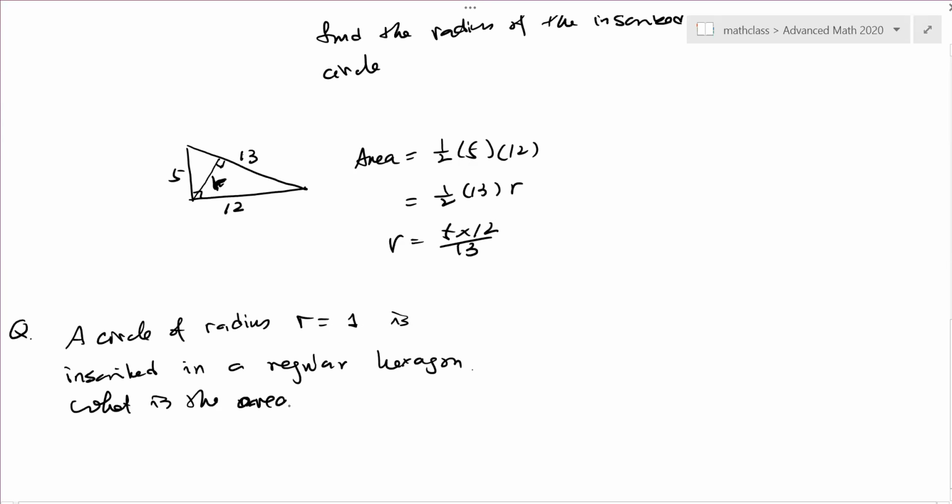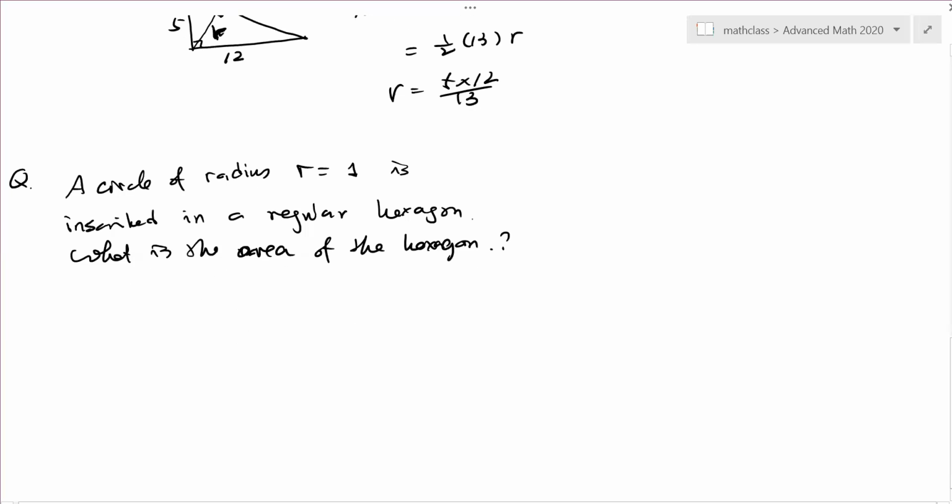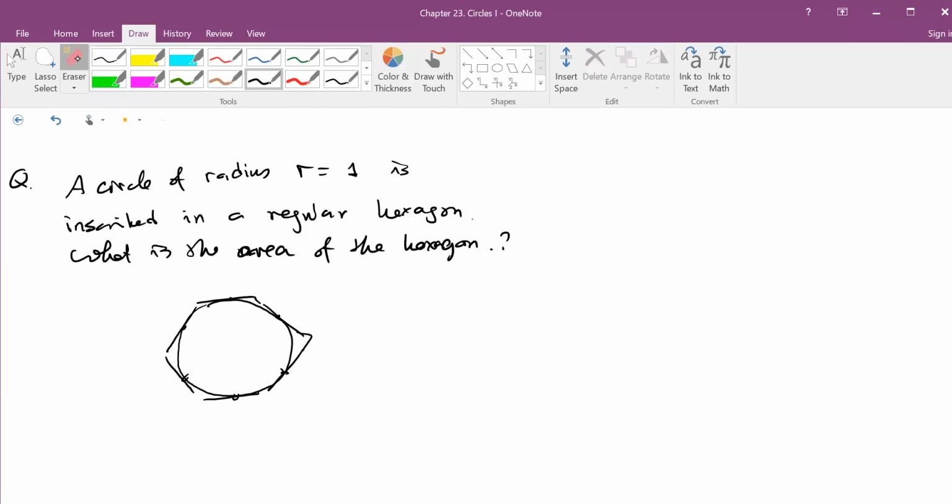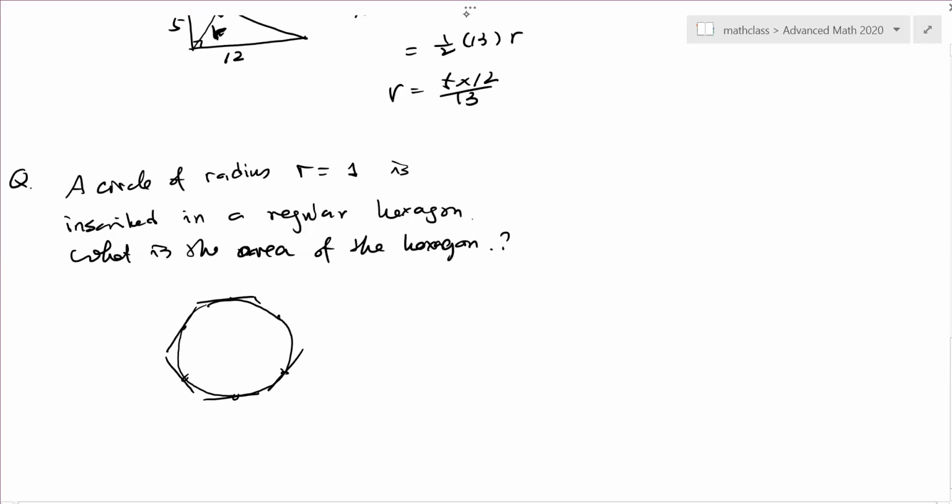So the question is, what is the area of the hexagon? This should be larger than the circle, because the hexagon looks like that, right? And the circle is inscribed in the hexagon. It touches the 6 sides of the hexagon. The area of the circle is pi r squared. So you don't need to specify the value of r right now. Let's find the area of the hexagon in terms of the radius.